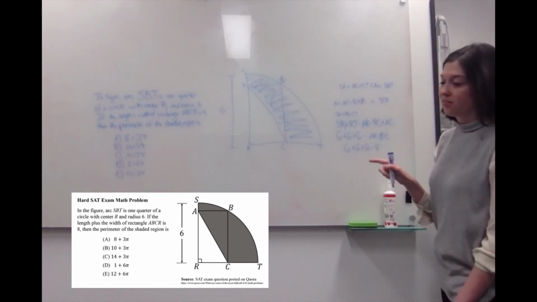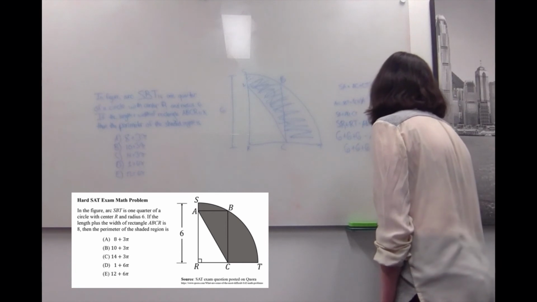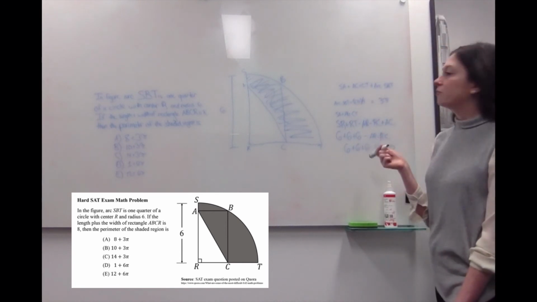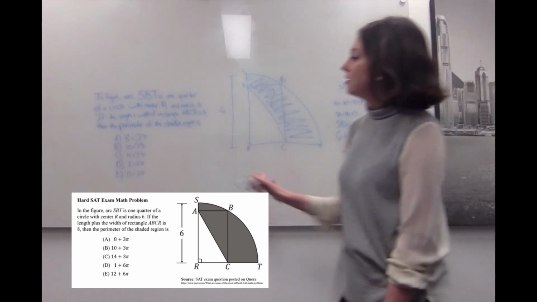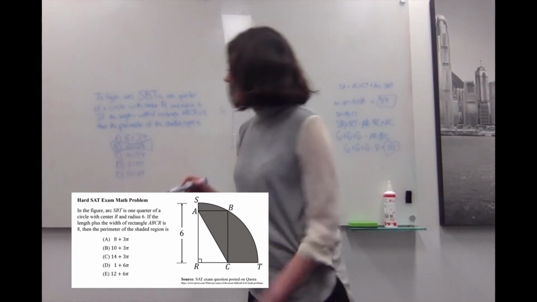And if you do that, that's really simple. That's 10. So what we've determined now is we've got 10, and we've got 3 pi. B is our correct answer.